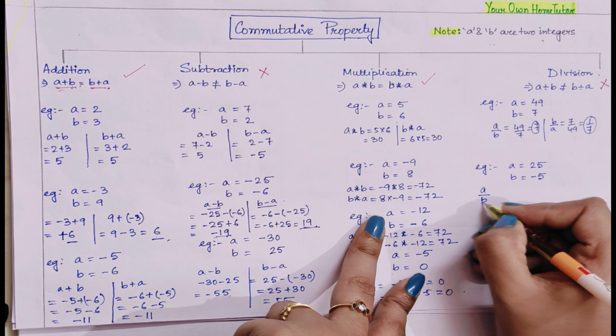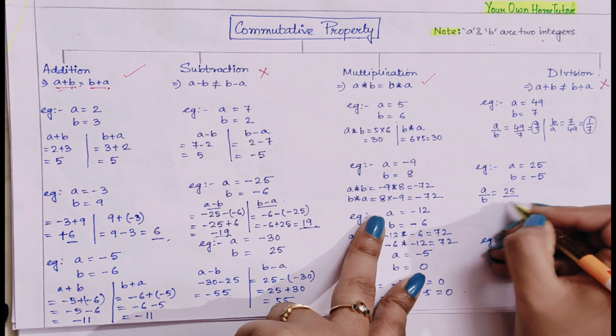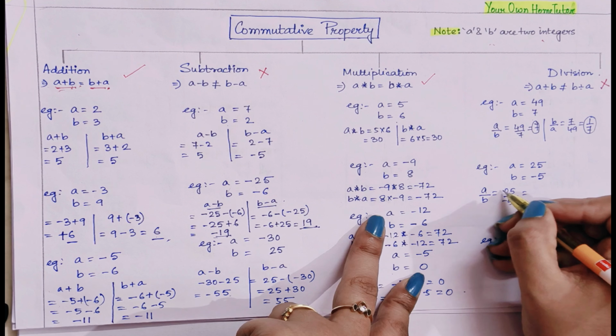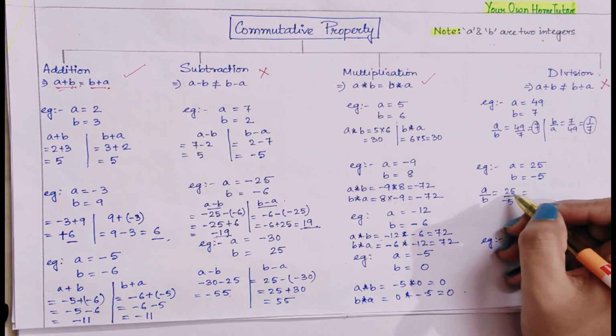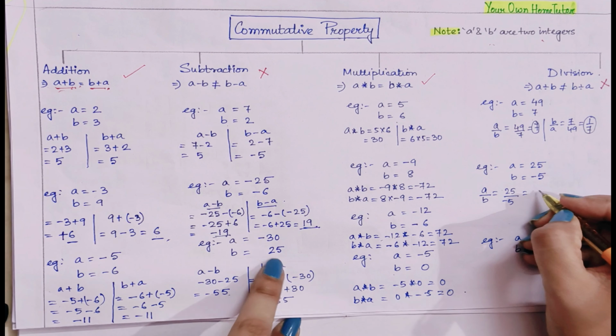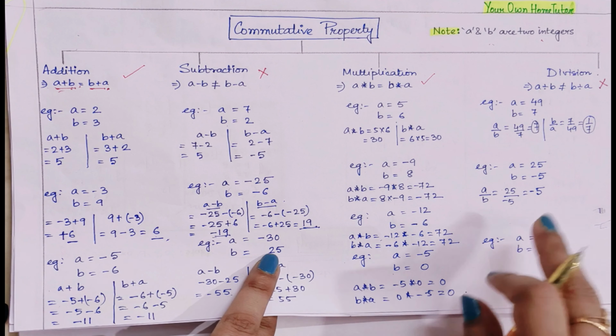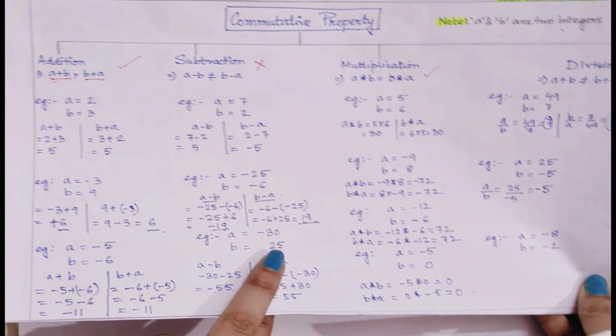a is equal to 25, b is equal to minus 5. So here a positive and a negative integer are getting divided. So we will get the quotient preceded with a negative sign. We will learn more about this going ahead.